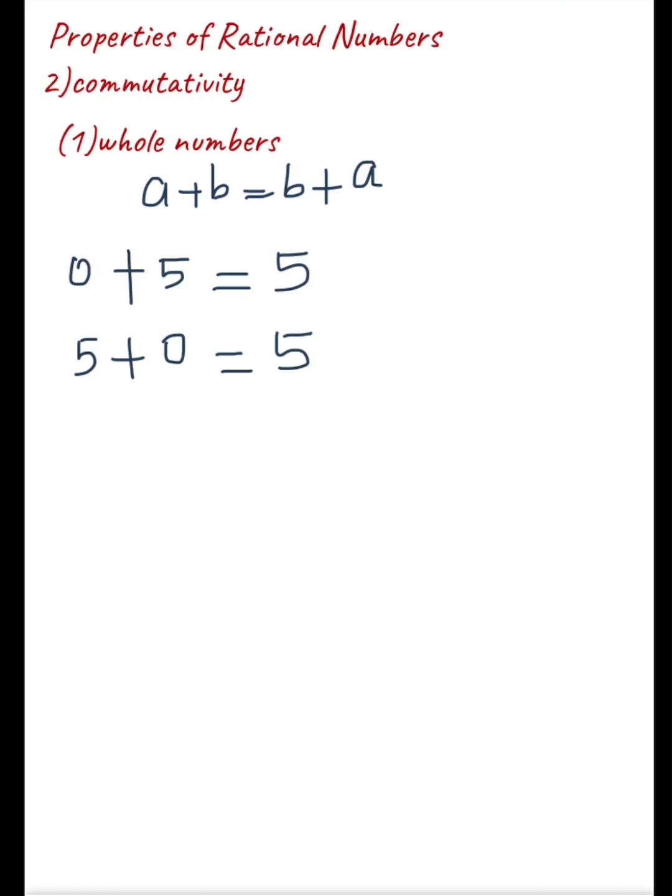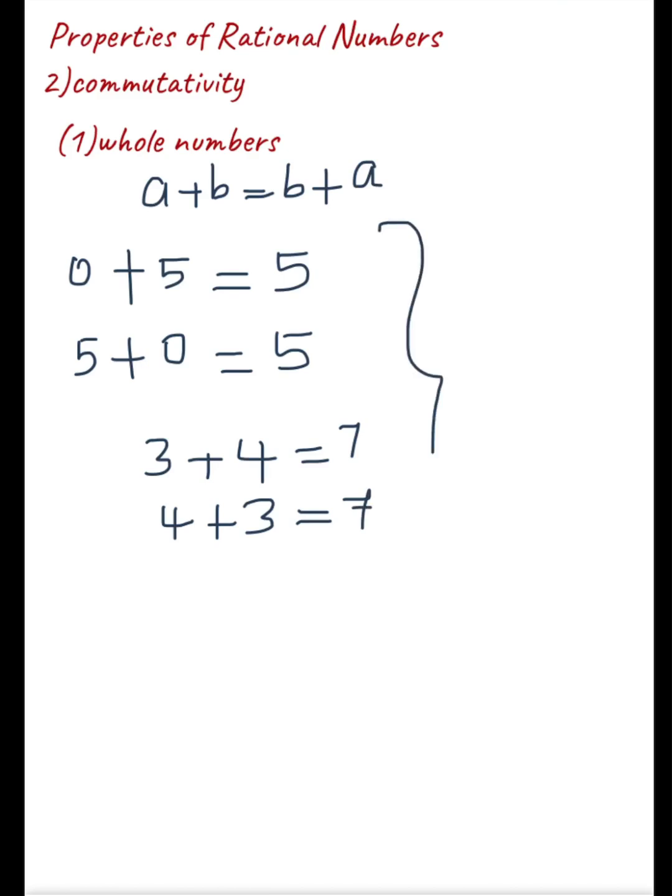Now let's take any other numbers, for example, 3 plus 4. What is 3 plus 4? It's 7. Now what is 4 plus 3? I am changing the order. 4 plus 3 is again 7. That means you can say addition is commutative for whole numbers. Why? Because A plus B equals B plus A.